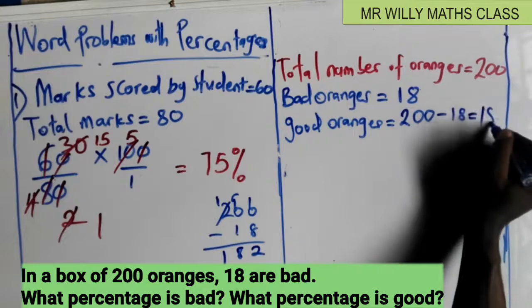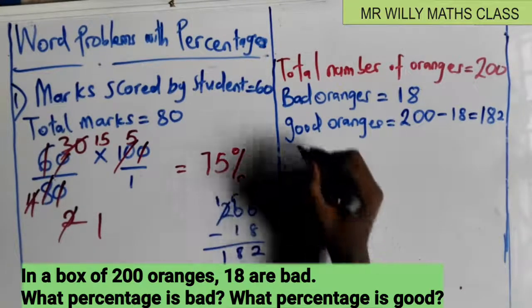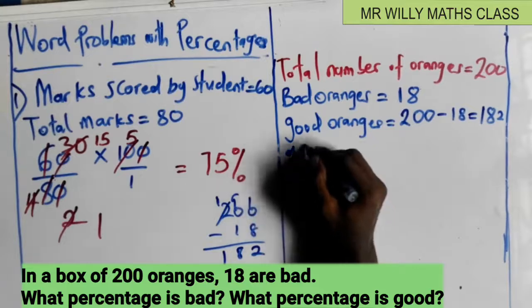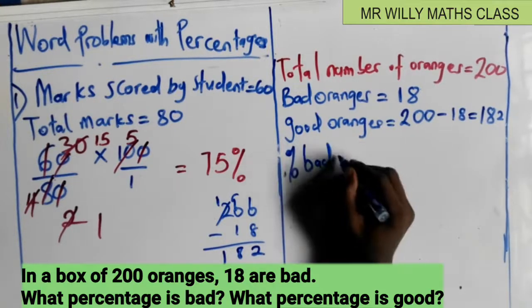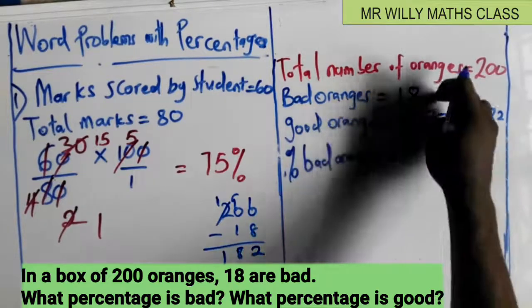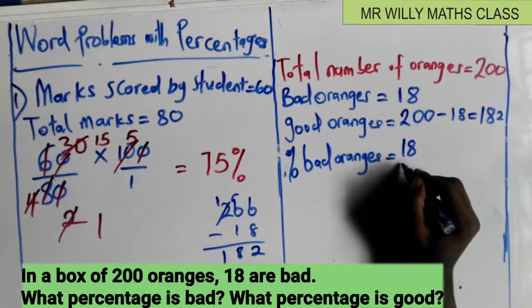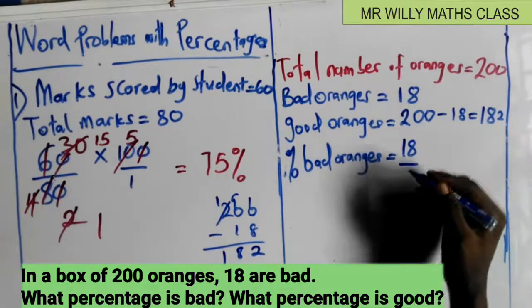So the number of good oranges is what? Is 182. So the next thing that we want to do is get the percentage for the bad oranges. The percent for bad oranges will be what? That means that we are going to express the value for bad oranges, which is 18, as a fraction of the total number of oranges.